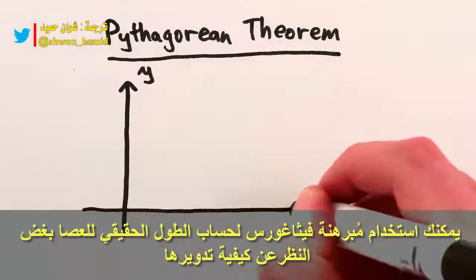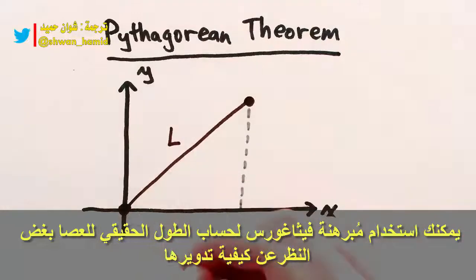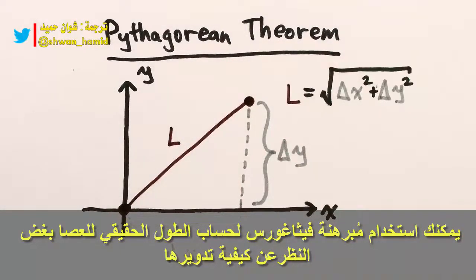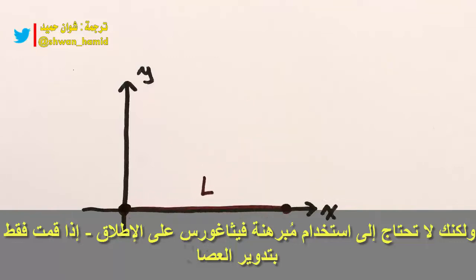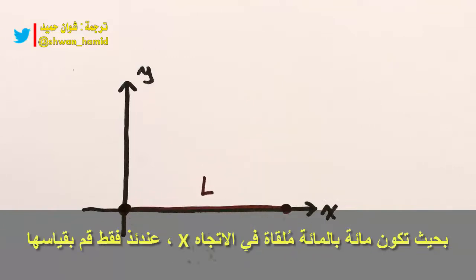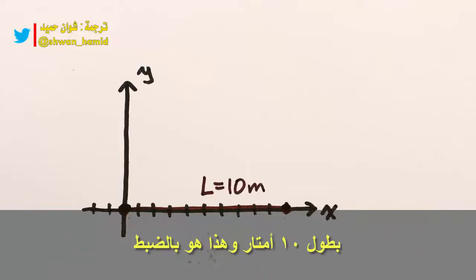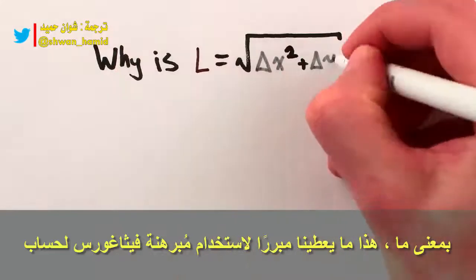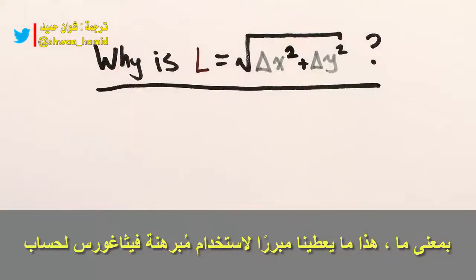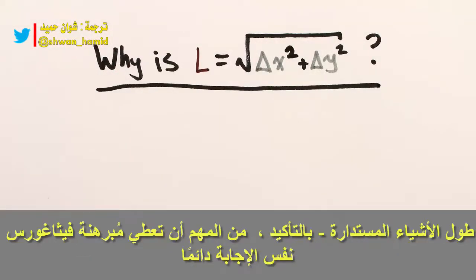You can use the Pythagorean theorem to calculate the true length of the stick regardless of how it's rotated. But you don't need to use the Pythagorean theorem at all. If you just rotate the stick back so that it's 100% lying in the x direction, then you just measure it as 10 meters long, and that's that. No Pythagorean theorem necessary. In some sense, this is what gives us justification to use the Pythagorean theorem to calculate the length of rotated things.